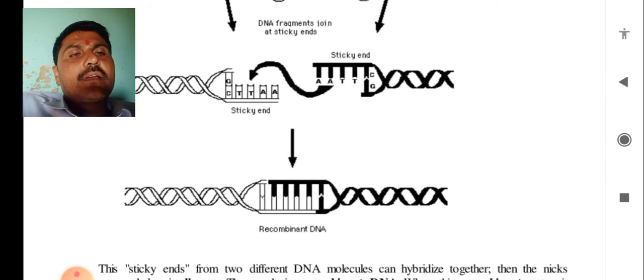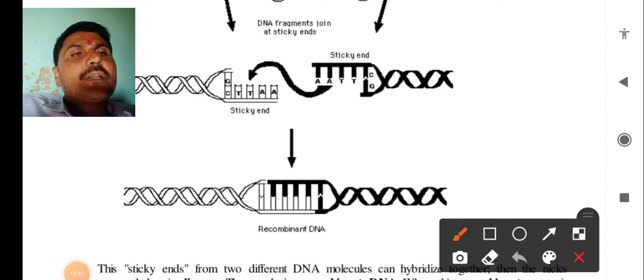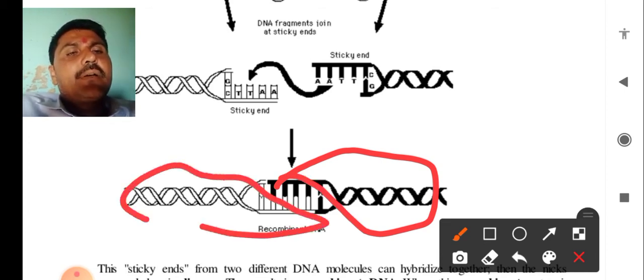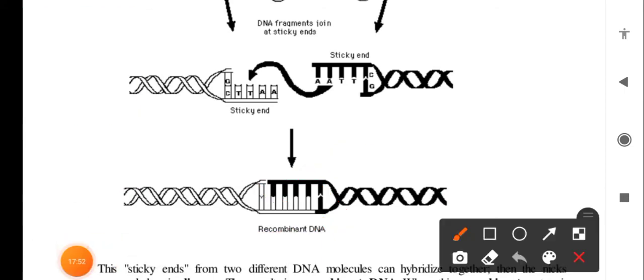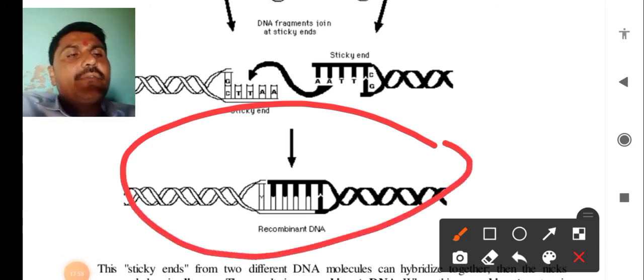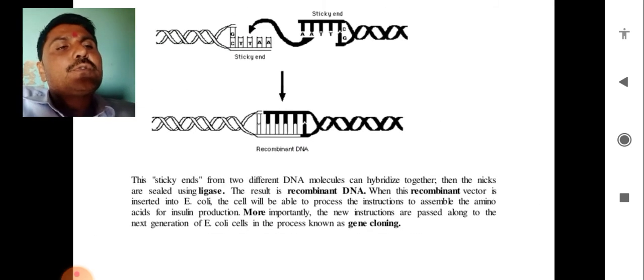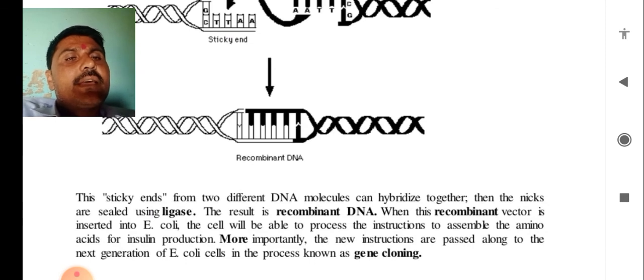So look at this. How is this recombinant DNA prepared? Now this is the recombinant DNA. This was the part of the foreign DNA, and this was the part of the ancestral DNA. So now it completes the recombinant DNA. What we see here is that the sticky ends from two different DNA molecules can hybridize together. Then the nicks are sealed using ligase. So this is the ligase enzyme. The result is recombinant DNA.